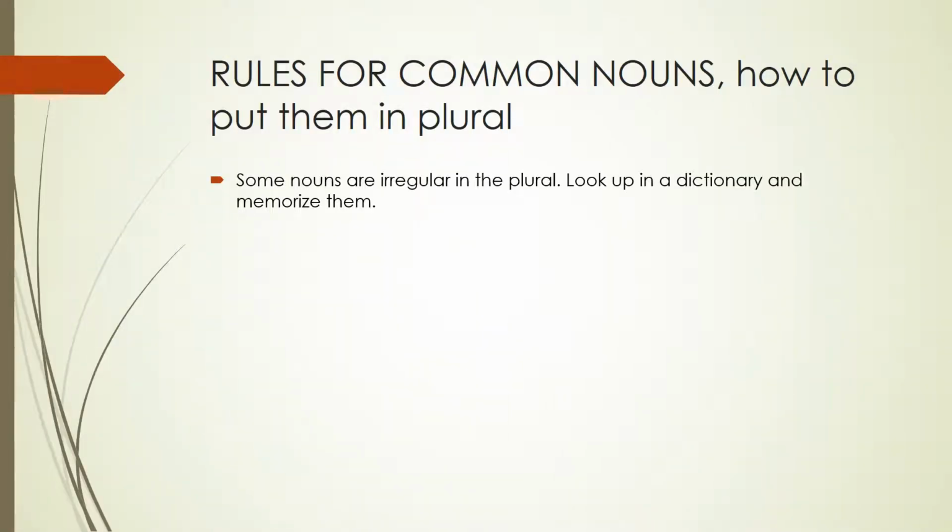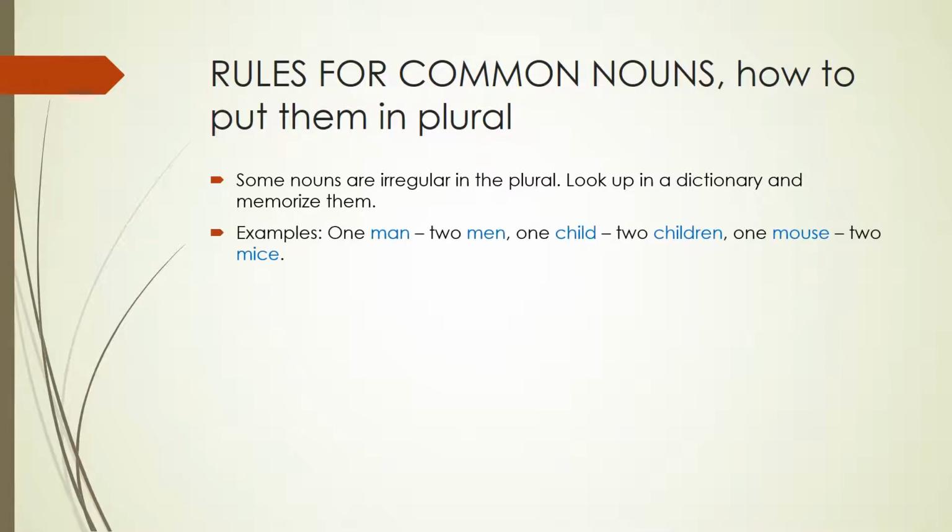Some nouns are irregular in the plural. You need to look those up in a dictionary and memorize them. Examples: one man, two men. One child, two children. One mouse, two mice. This we have in the Norwegian language as well. For example, en mann, flere menn. Et barn, flere barn.